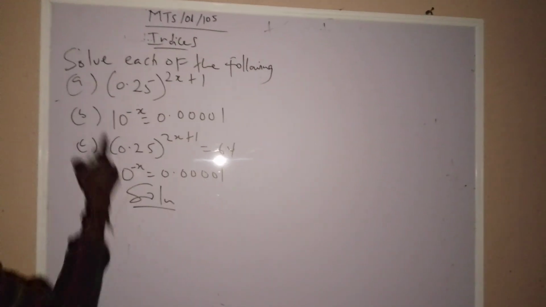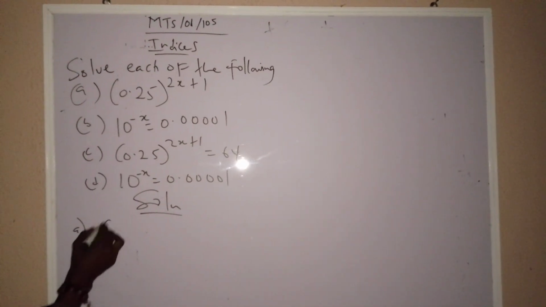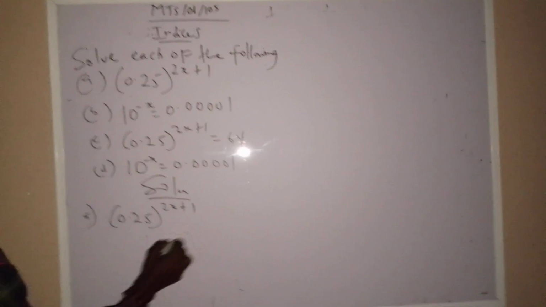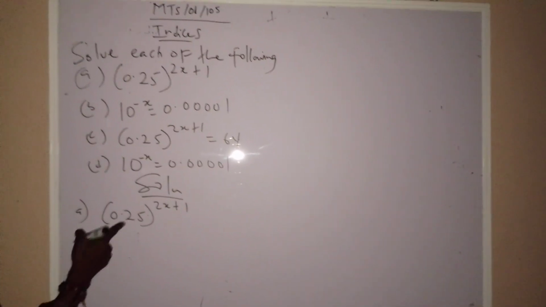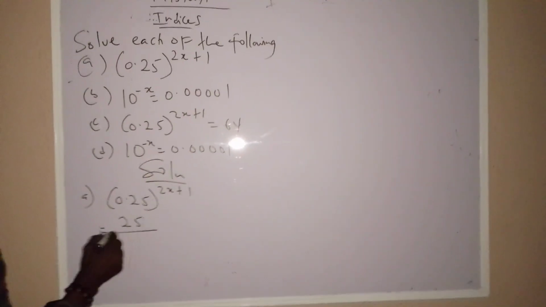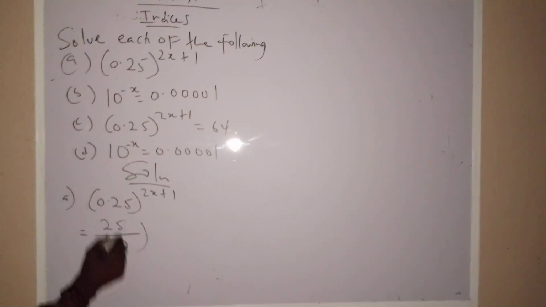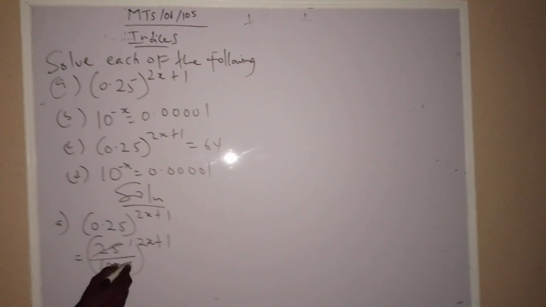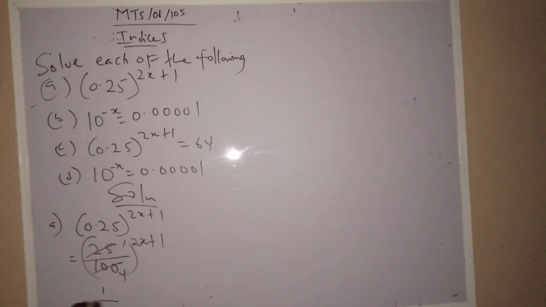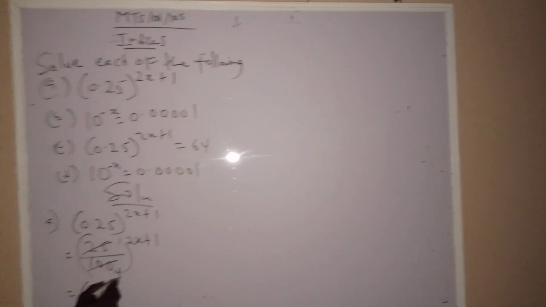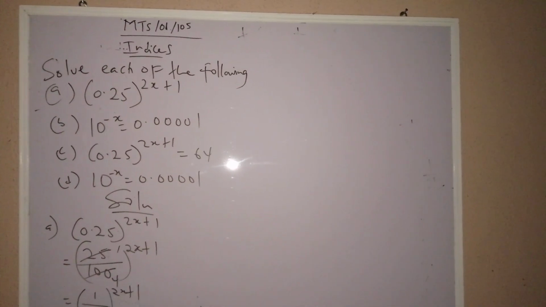Now the solution. This one is very easy. Let's start with the first one, 0.25 raised to the power 2x plus 1. You have to convert the decimal to a fraction. That's 25 over 100, all raised to the power 2x plus 1. 25 goes into 25 once and into 100 four times, so that's 1 over 4 raised to the power 2x plus 1.